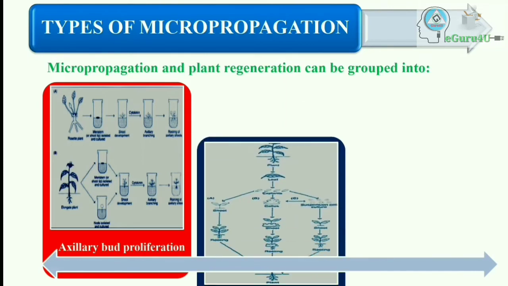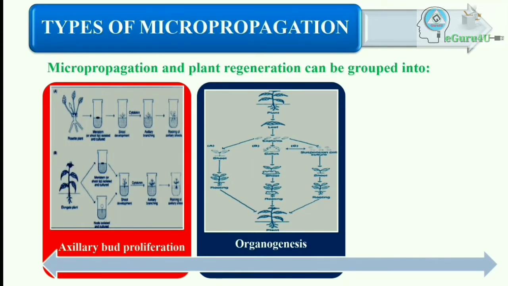Second type of micropropagation is organogenesis, which is defined as the process of formation of monopolar structure, that is shoot or root, either directly from explant, called direct organogenesis, or through callus derived from explant, called indirect organogenesis. Here the diagram shows the explants derived from a healthy mother plant when cultured on artificial media. Shoots are induced either directly or through callus and cell suspension culture. Further, roots are induced and whole plant is regenerated.